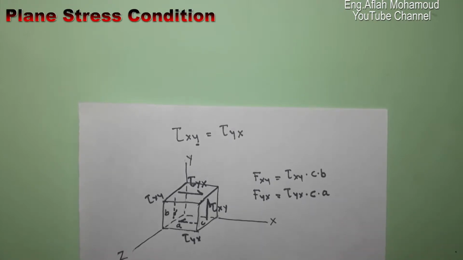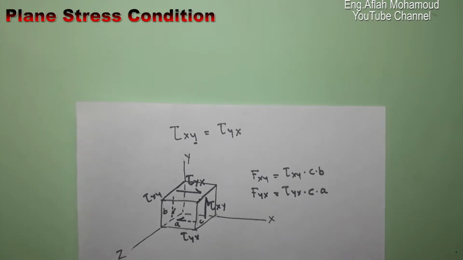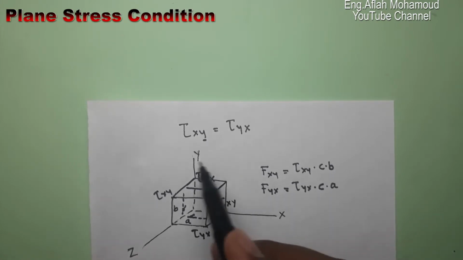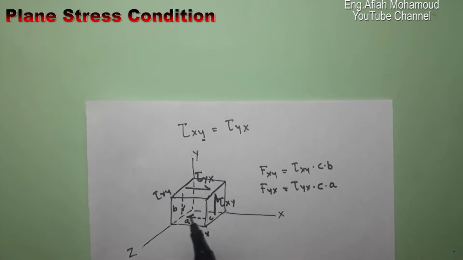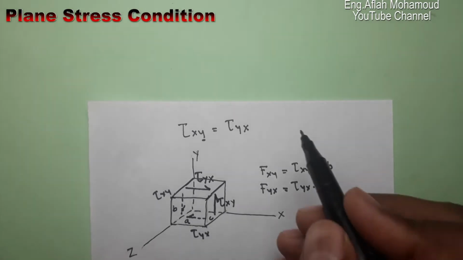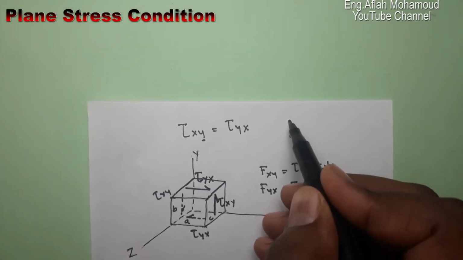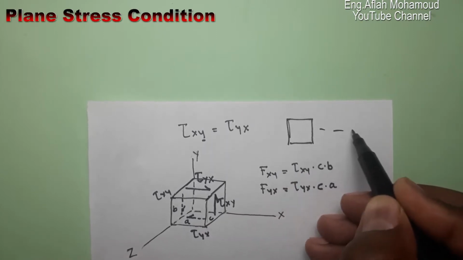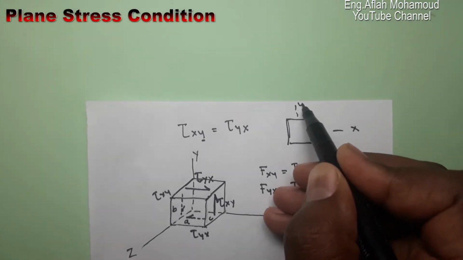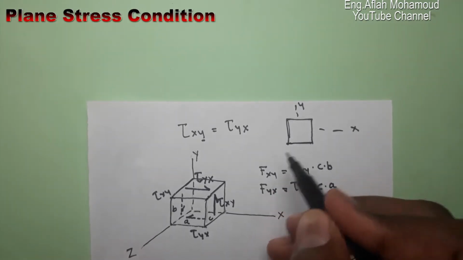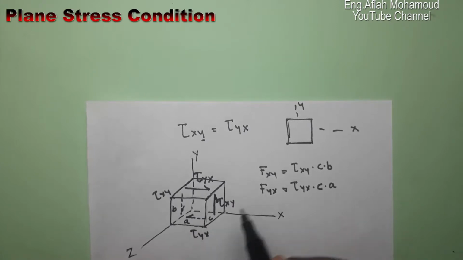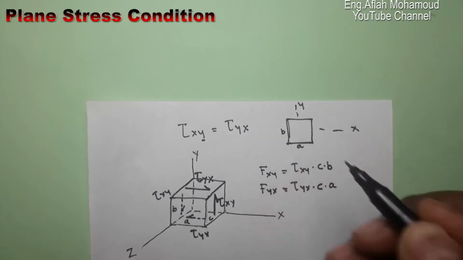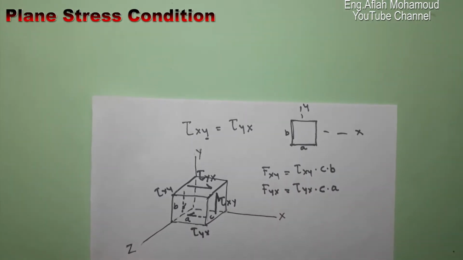Now let's go to a plane stress condition. Before that, we have to know that the z-axis is neglected in the plane stress condition, so we have only a two-dimensional element, something like this, with x in this direction and y in this direction. The distance from here up to here is A, and the distance from here up to here is B. So now let's go to the 2D plane.